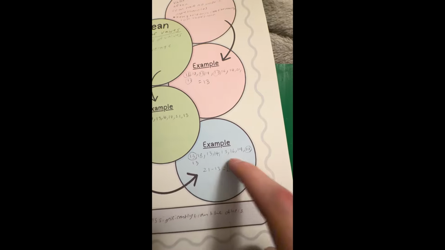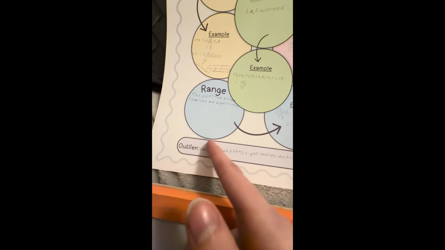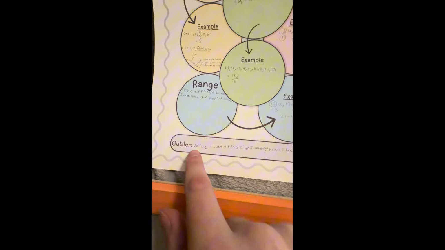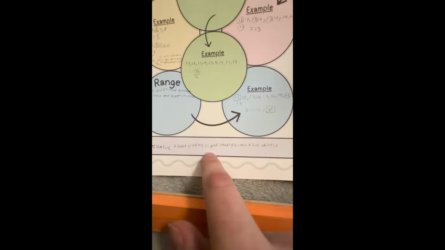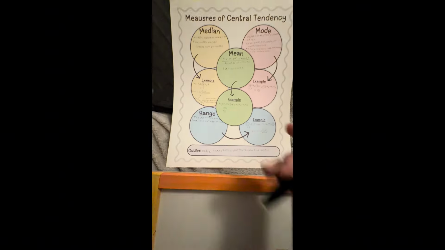8 is our range. Now, let's discuss what an outlier is. An outlier is a value that differs significantly from the others. So, let's write this down.